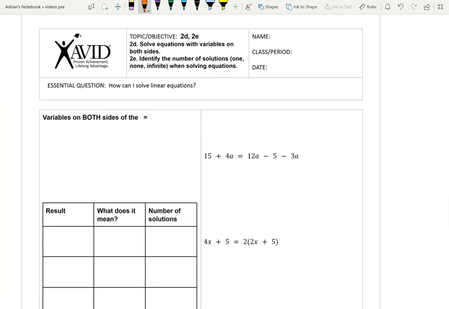So for these equations today, there are letters on both sides of the equal sign. So our goal is still to get that letter alone, but to get it alone, we have to choose a side to get it to. So we have to get that variable on one of the sides of the equal sign. Technically, it doesn't matter which side we get it to. We just need to get it alone.